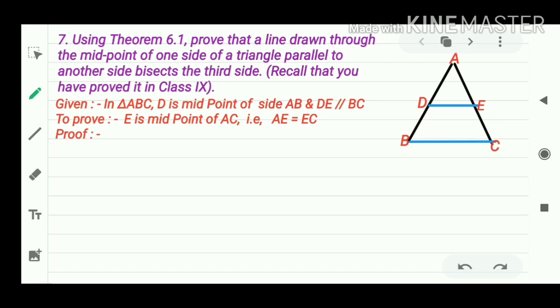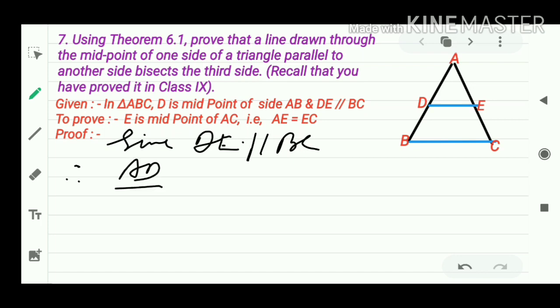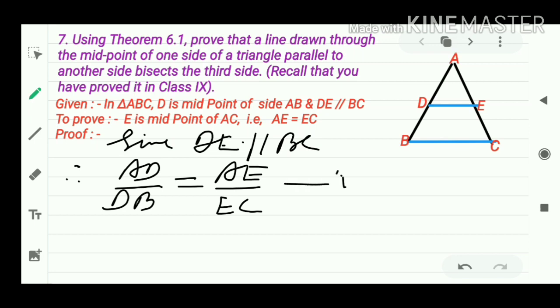So for the proof we write: since DE is parallel to BC, therefore AD by DB equal to AE by EC. Reason is equation 1 by BPT.